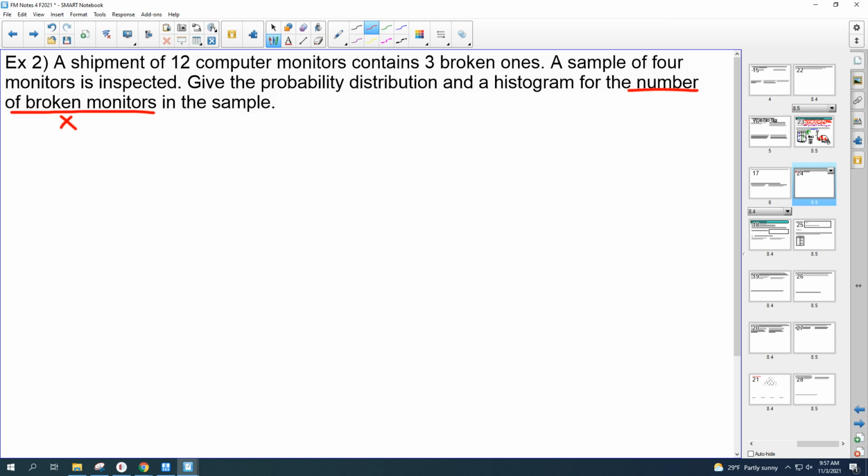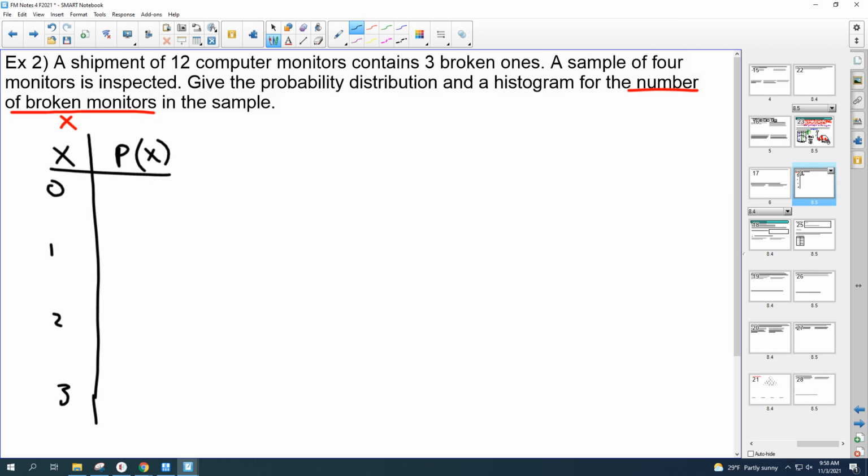So when I'm making my probability distribution, I'm going to have a table for x and a table for the probability of that value. X could be 0 or 1 or 2 or 3. I'm trying to leave myself some space because I know how much work is required for this. All right. So the right side of this table is going to be a lot harder to calculate than the one before. When we did the heads, tails, coin flip, that was pretty easy. This is a little bit harder to do.